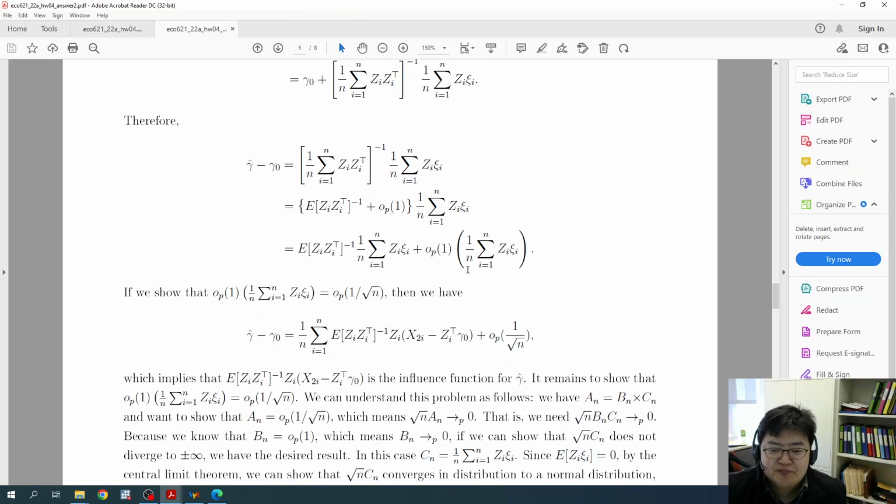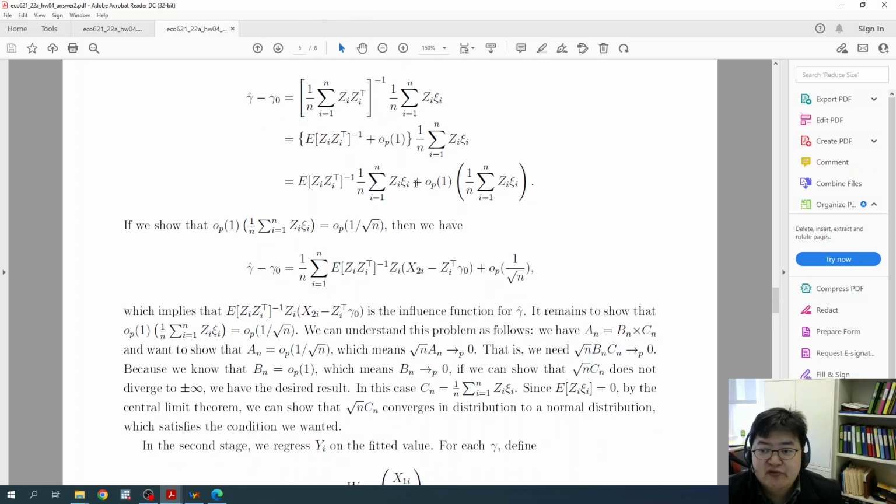So anyhow, how do we prove this equality? That is easy, because we just want to show that if you multiply this part by square root n, it should be bounded in probability. And that is given by the central limit theorem. If you multiply this term by square root n, then we know it converges to a normal distribution, so it is bounded in probability.